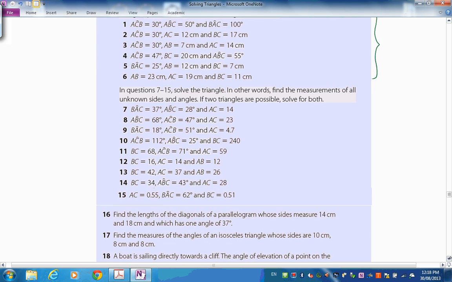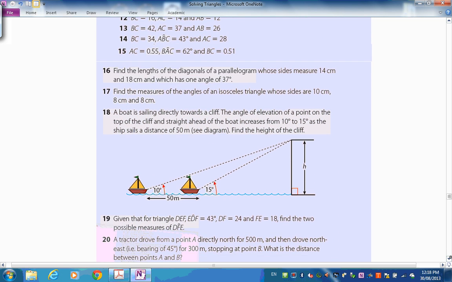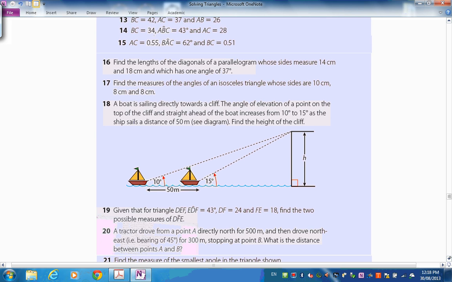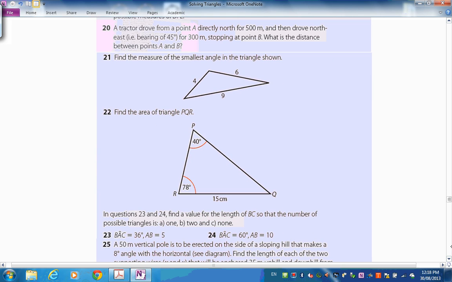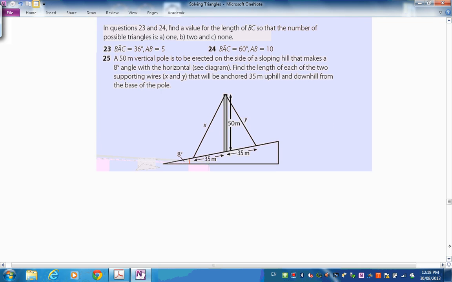Going to go down now. Go down to 19. And then we'll go on now. 20 to 24 there. And then 25. And now we'll go to the solutions.